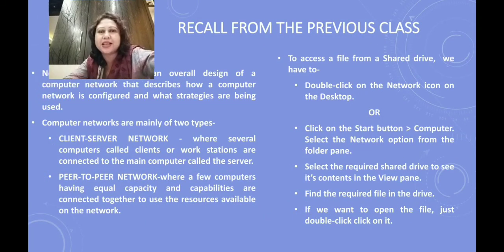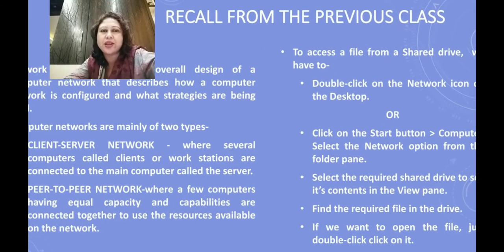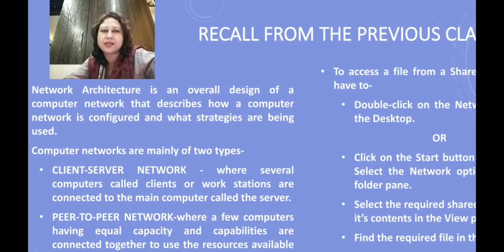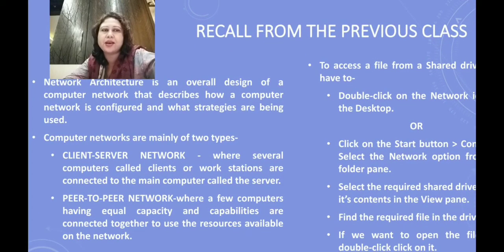So before starting our today's session, let us do a small recap of what we have done in our previous class. So if you can remember, in the last class we had recapitulated on network architecture. So network architecture is what? It is an overall design of how a computer network should be set up and what strategies we should follow while setting up the network.